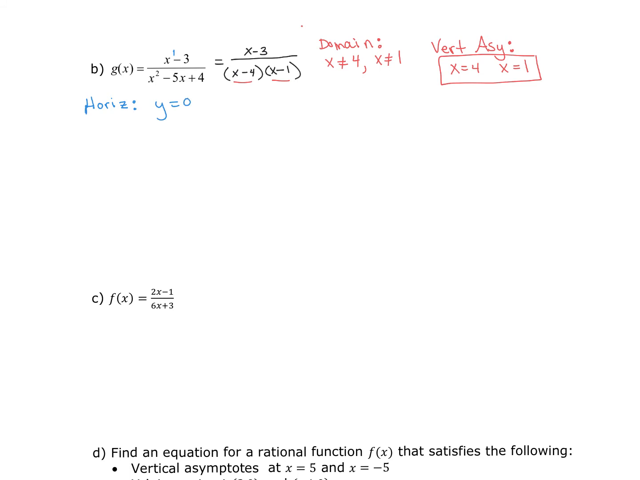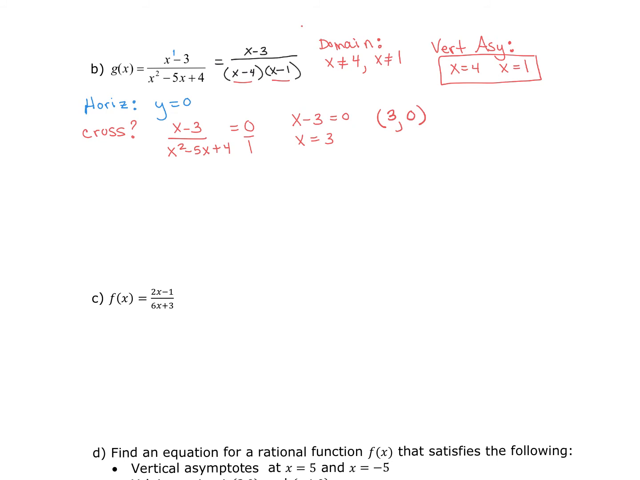We also want to know if it's going to cross the horizontal asymptote. So in order to see if it's going to cross the horizontal asymptote, I set the function equal to the horizontal asymptote, which in this case was 0. And we get x minus 3 is 0, or x equals 3. So it does cross. The x-coordinate is 3, and the y-coordinate is our horizontal asymptote, or 0.